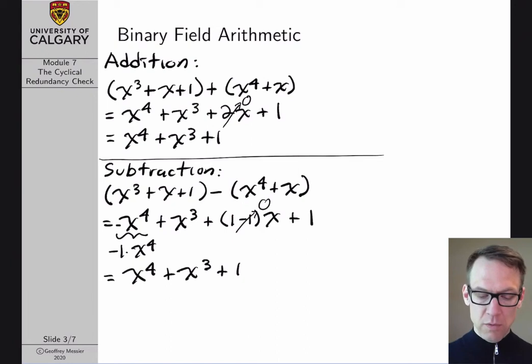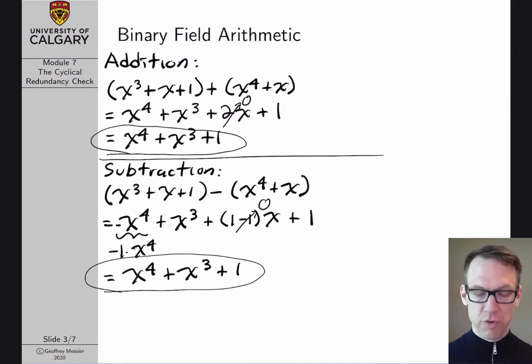What you'll notice then is that the result from addition is the same as the result from subtraction. The two operations are equivalent in binary field math. And again, that's going to be important, so just file that fact away. It's going to be important later on when we seek to understand how the CRC checksum scheme works.